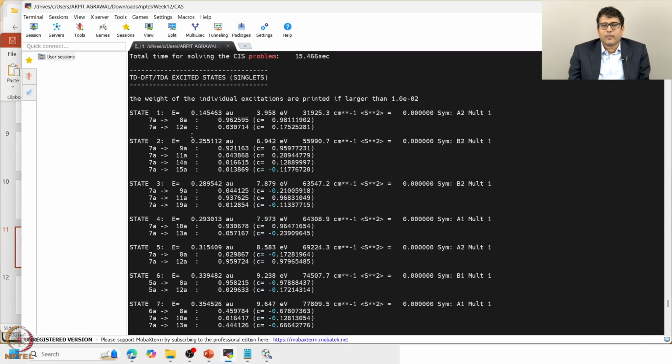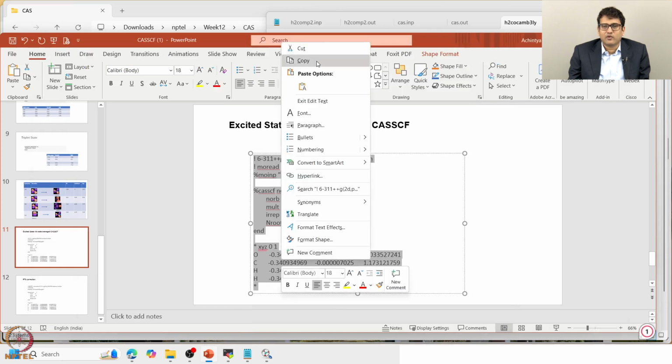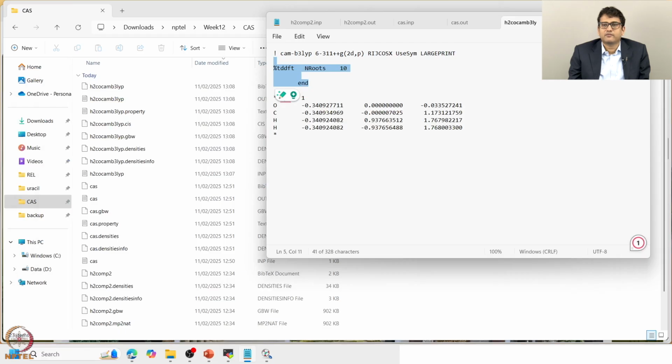Just to be on the safer side, I will take HOMO minus 1, and on the virtual side I will take LUMO, LUMO plus 1, LUMO plus 3, LUMO plus 2. So 4 virtual, 2 occupied, total 6 active orbitals, and I have 2 active electrons. So this is how the input file will look. I will discuss much more about the input file.